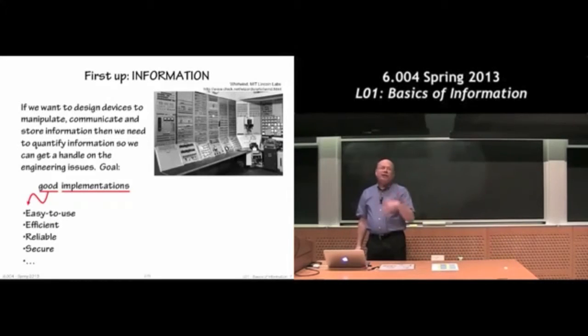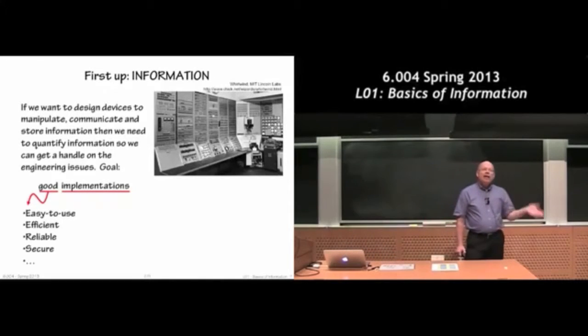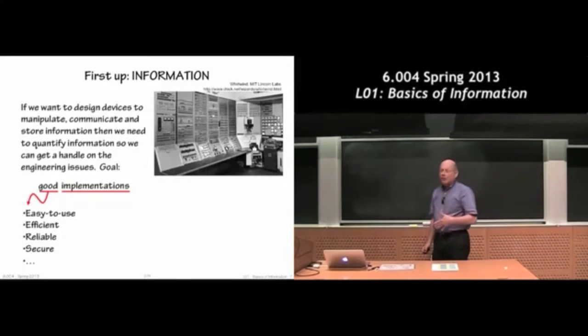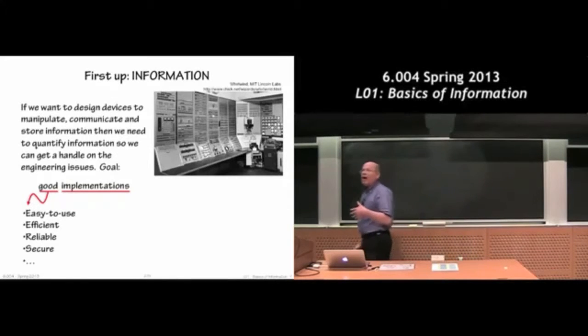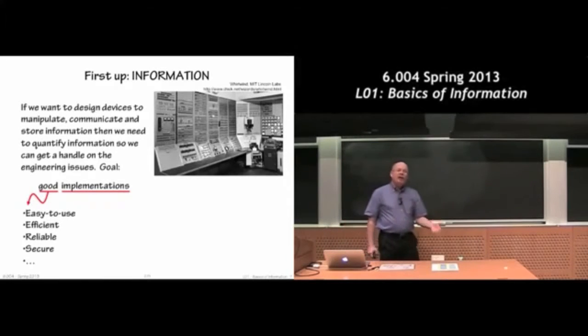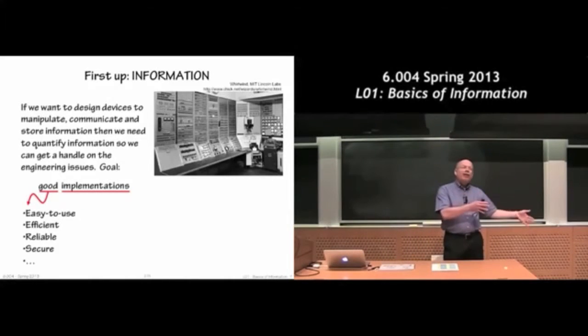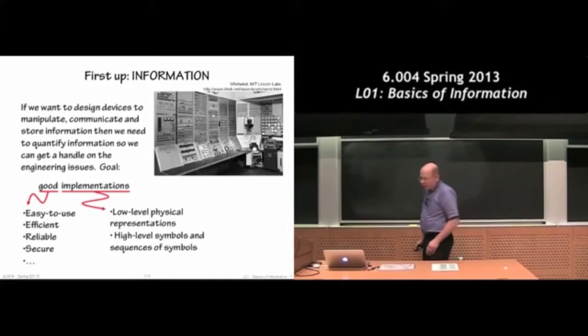We want it to be efficient. In other words, we want to make sure that we're not spending any more power or any more time or any more dollars than we have to. We want it to be reliable. As I say, we'd like to be able to stick it in our pocket and have it work everywhere we can work. We want it to be secure. We don't necessarily want the person next door getting into our device and stealing all the information. So depending on the metric, we'll have different engineering tasks.